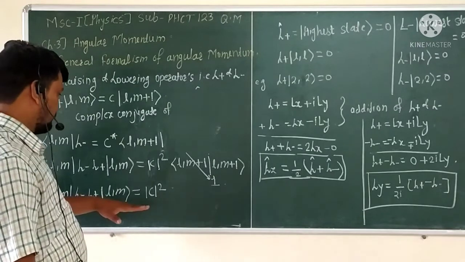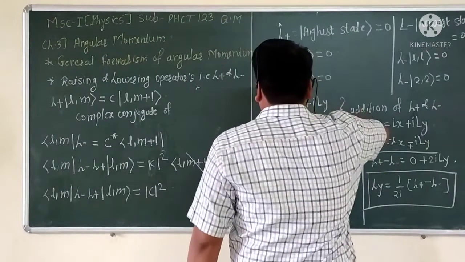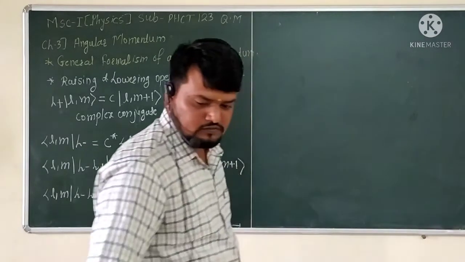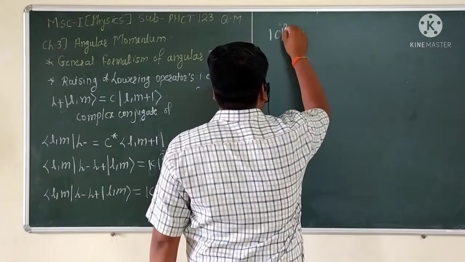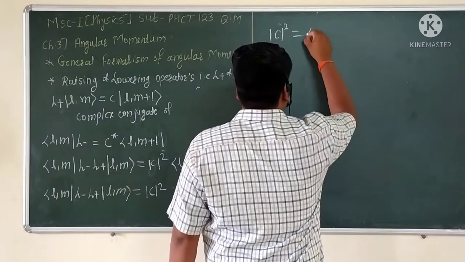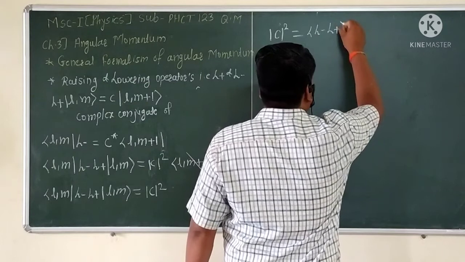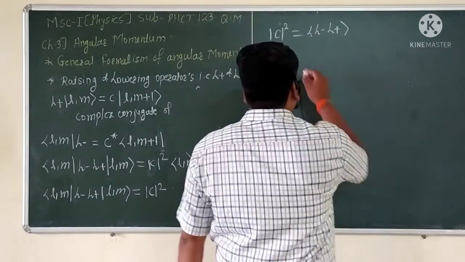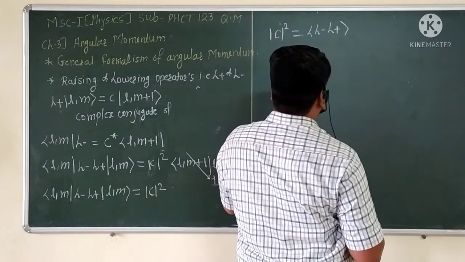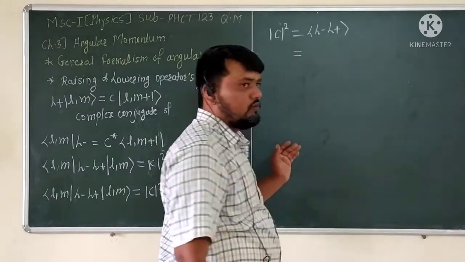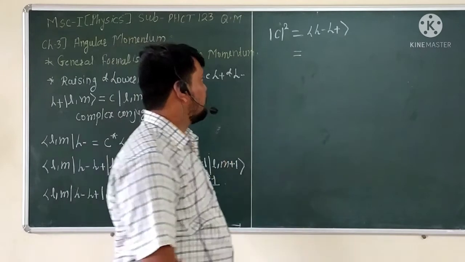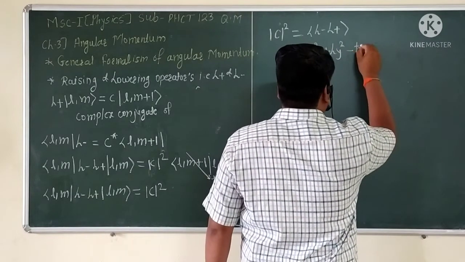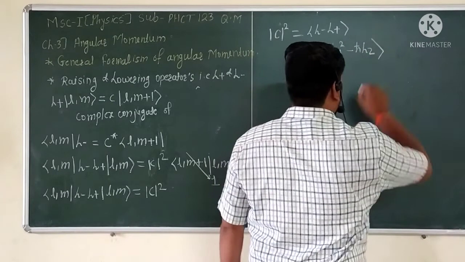And we want to solve this value. So what is the value of this constant, mod of c squared, and how is it calculated? This is nothing but the expectation value of L minus and L plus, which we calculated in the last lecture. That is (Lx minus iLy)(Lx plus iLy), and on multiplication we get Lx squared plus Ly squared minus h cross Lz.